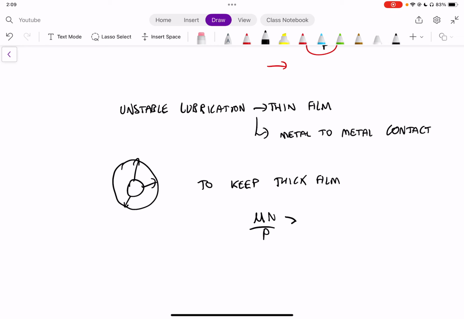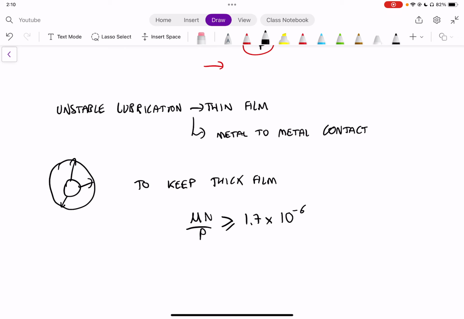is going to have to be greater than 1.7 times 10 to the minus 6. Since it's a dimensionless unit, we can keep it dimensionless, but we have to make sure that mu n over p is dimensionless. So we have to use the right units for mu n over p: reyns times RPS divided by PSI. But you could use SI units as well, as long as the units cancel. In SI units, it's actually easier to cancel the units, so that works pretty well.